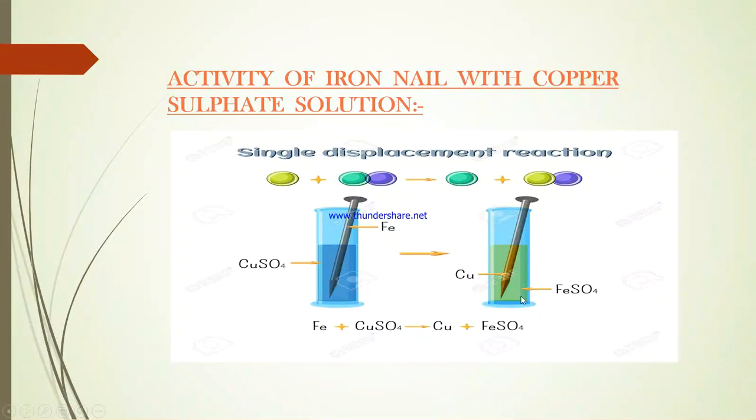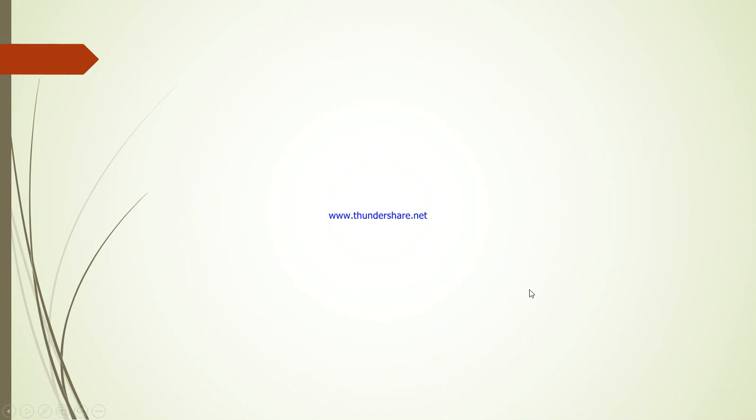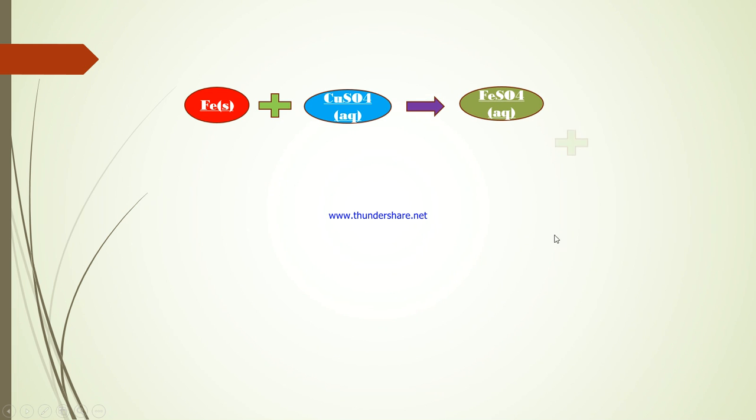Why does it happen? Because iron present in the iron nail is more reactive than copper in copper sulfate. So it displaces it and forms its own compound FeSO4, and the color of FeSO4 is green. Whereas on the iron nail you would find a brown deposition, which is copper. Now, how does this reaction occur? Iron combining with copper sulfate leads to the formation of ferrous sulfate, which is green in color, and copper is separated out in the form of brown deposition.